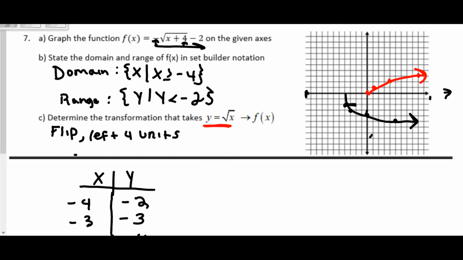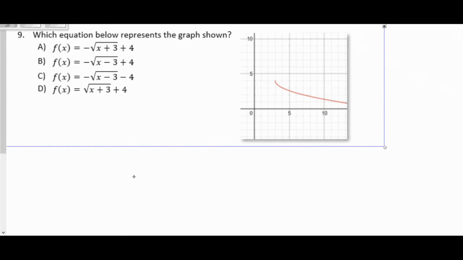And it's very clear here that our parent graph started, and after we transformed it, we ended 4 units to the left. And the last thing we come to is this -2 on the outside. This -2 tells us that we're moving down 2. And it's very clear that our parent graph starts at -2, or is down 2 units from where our parent graph was.